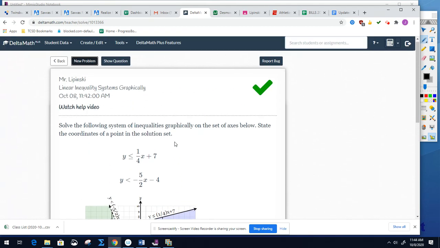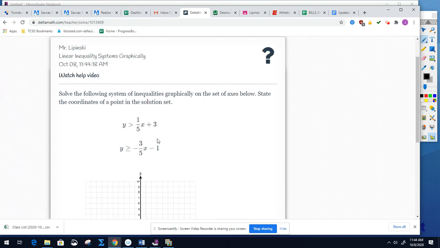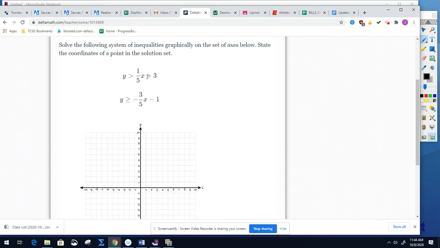Let's go ahead and look at one more problem like this, making sure you know how to graph. What would my y-intercept be here? 3. So I go up to 3 and plot it. My slope is up 1, right 5. Graph that, change the line to dotted because it's just a greater than, and I want to shade everything above it. This next one is greater than or equal to with a y-intercept at -1. I go down 1, 2, 3, right 5.